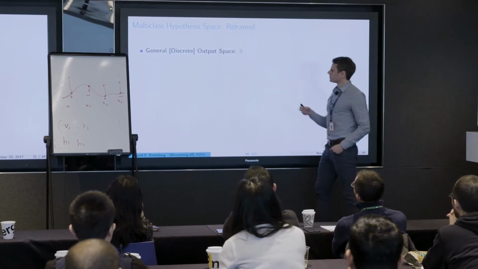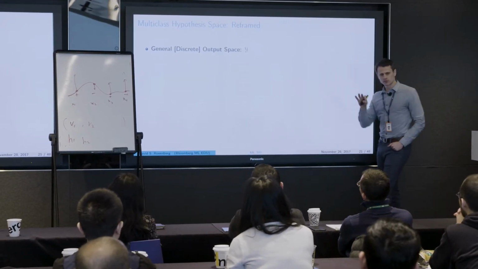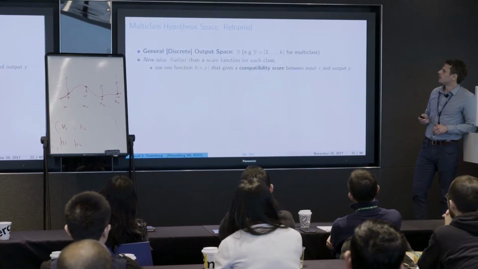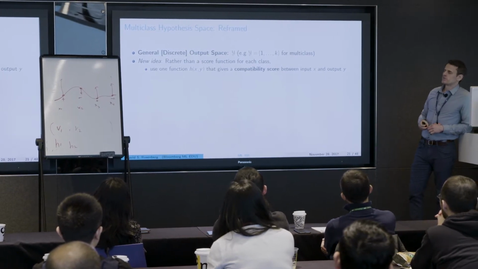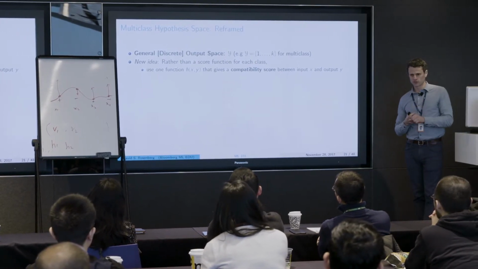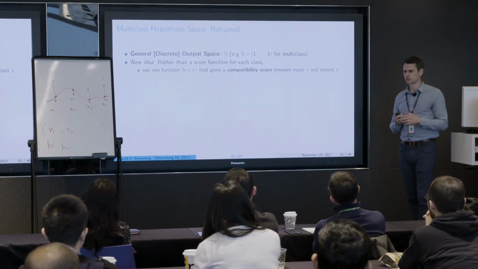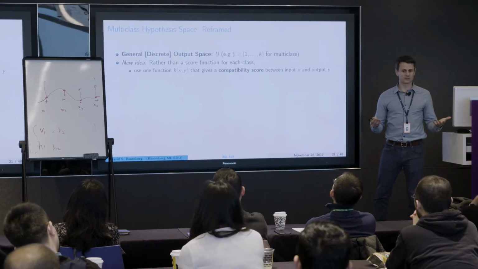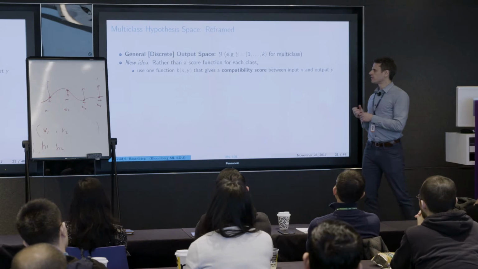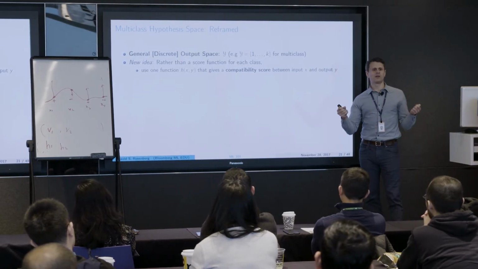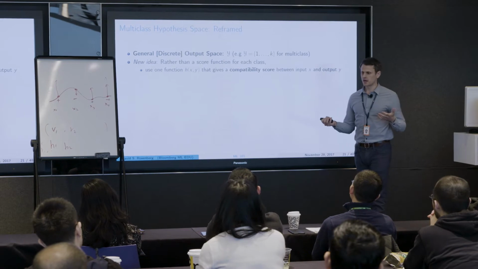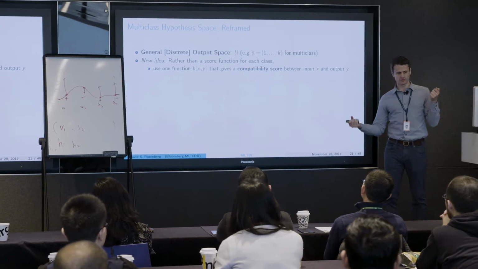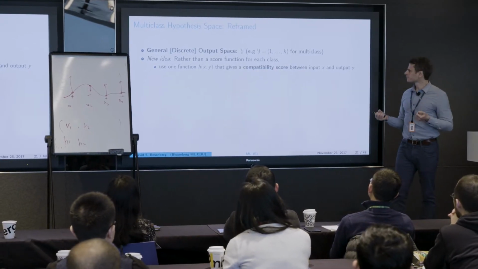So here's how it looks. We'll start with an arbitrary output space, y. It only needs to be discrete. So same as we had before, really. The main new idea is that rather than having a score function for each class, that would be k score functions, we now have one function, which we could call a compatibility score function. Rather than just an x, you give it an x and a y, and it gives you a number that evaluates how compatible x and y are. In other words, how likely is y to be the label for x?